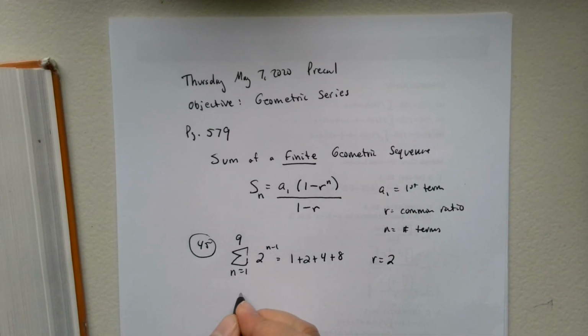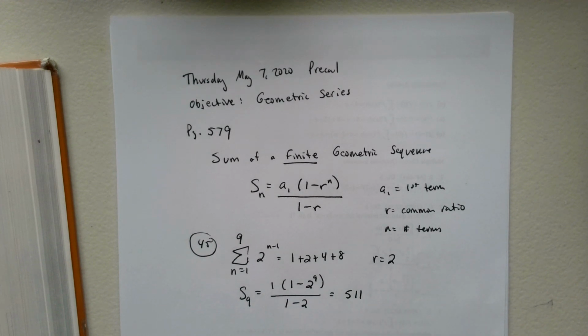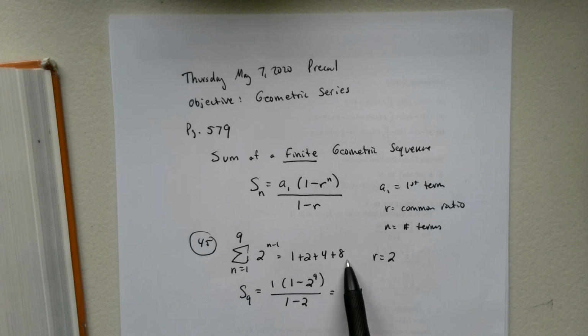And so to find the sum of the first 9 terms, I need to know the first term, which is 1. And I need to take 1 minus 2 to the 9th power over 1 minus 2. You can put all that in your calculator, and you will end up with 511. So if we had continued to write out all 9 terms and add them together, we would get 511.